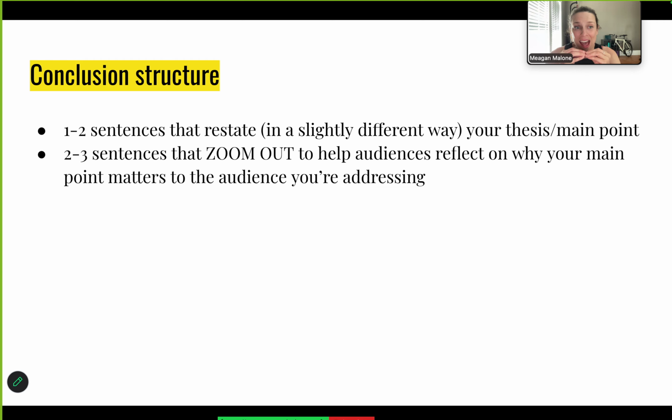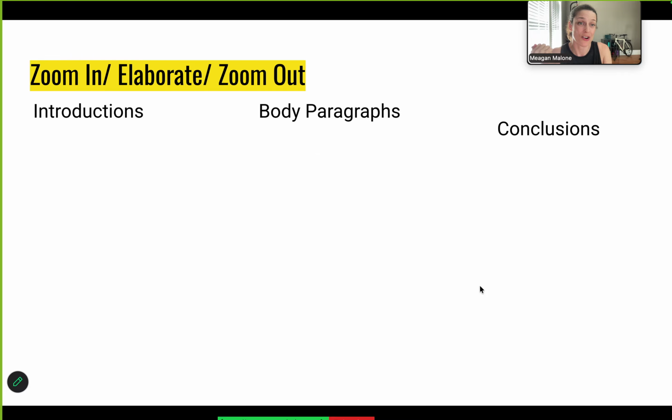But after that, a conclusion should help the reader actually see why what you just talked about and wrote about is interesting or important or helps them think about something larger in their life. So it takes this small thing that you've talked about and it zooms out to something bigger than the topic of the essay itself. And it helps explain why the point of your essay matters to your audience.